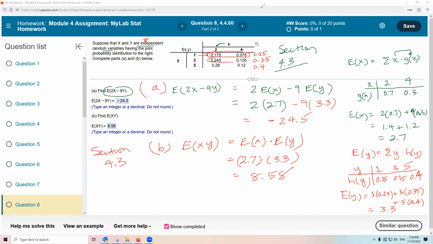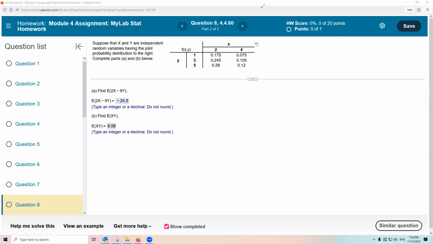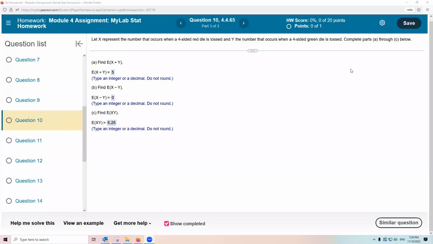All right, let's do maybe one more, perhaps. Let's take a look. All right, folks, let me take a look at an example here. This is question 10 from the homework. And here's what it says.